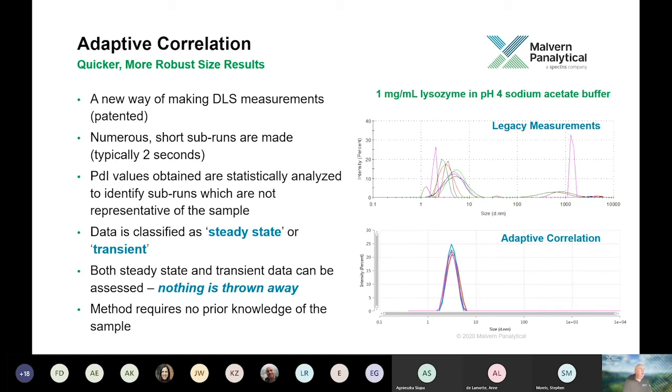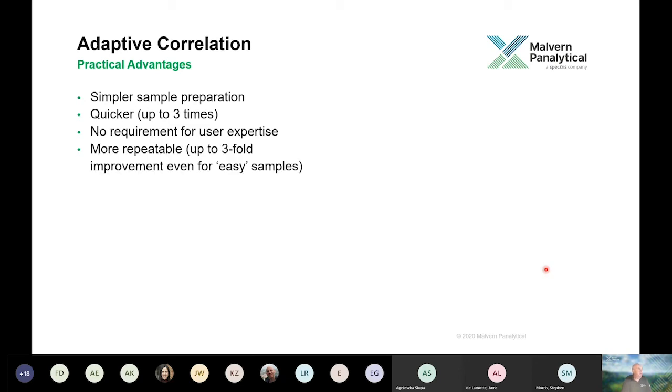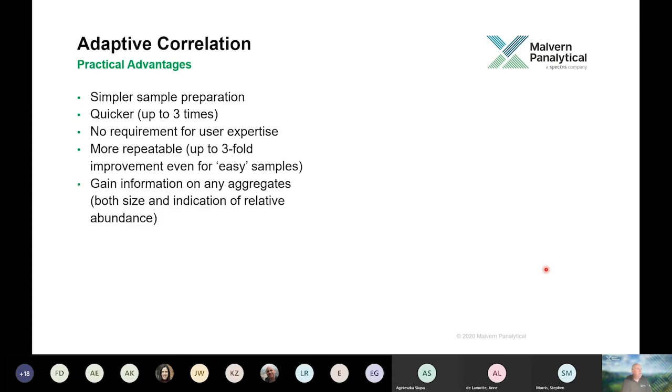Now, just to show you here, it's simpler sample preparation. It's much quicker than conventional measurements, 3 times quicker actually. In some cases, we can perform a DLS measurement in an Ultra in less than 20 seconds, which is quite extraordinary. No requirement for user expertise. It's more repeatable. The results that we've generated, it's 3-fold improvement for easy samples. And we can also gain information on the aggregates.